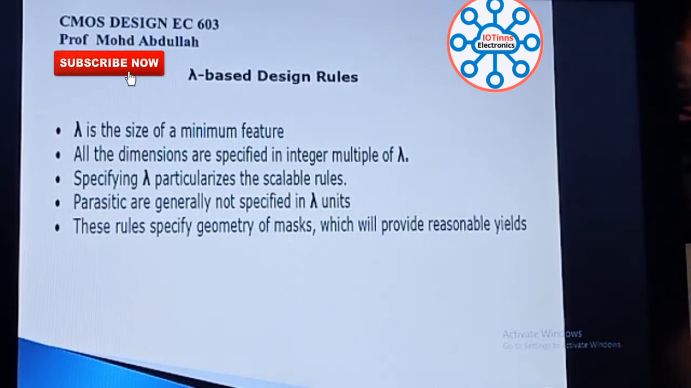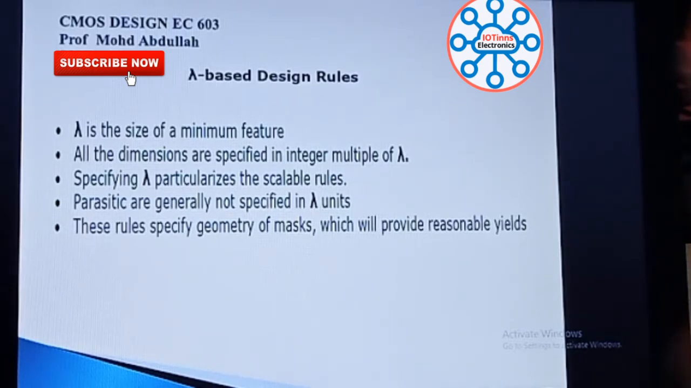Lambda is the size of the minimum feature. Whenever you are going to decide a width, for example, if you have to take the N well, then for a certain N well you have a length and the width. The length and the width are measured in terms of lambda. All the dimensions are specified in integer multiples of lambda. Specifying lambda particularizes the scalable rule.